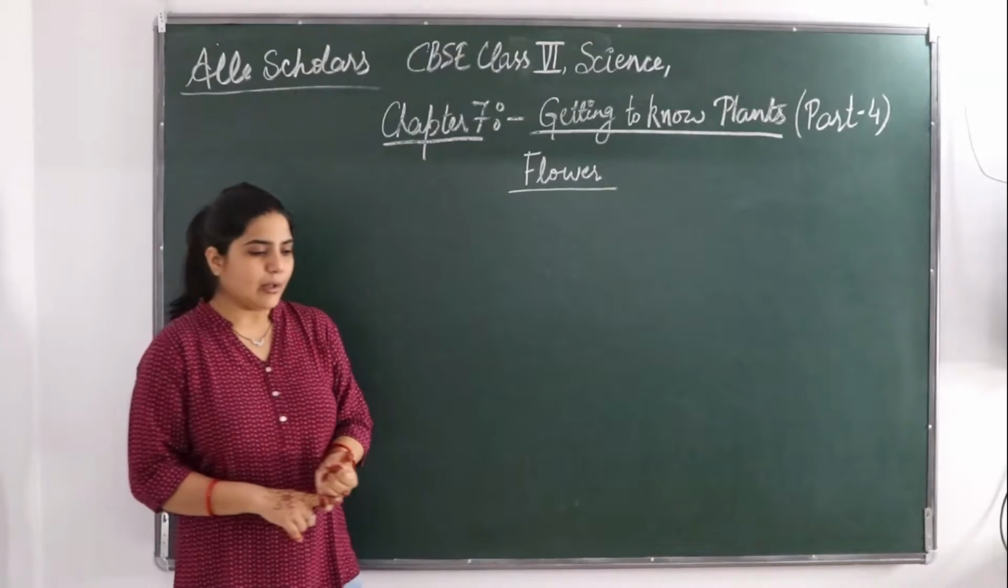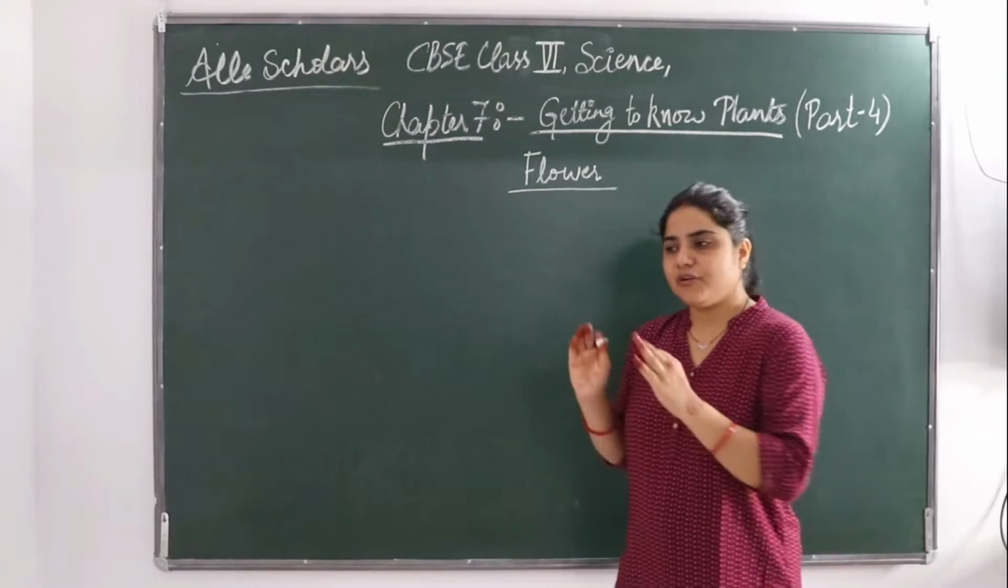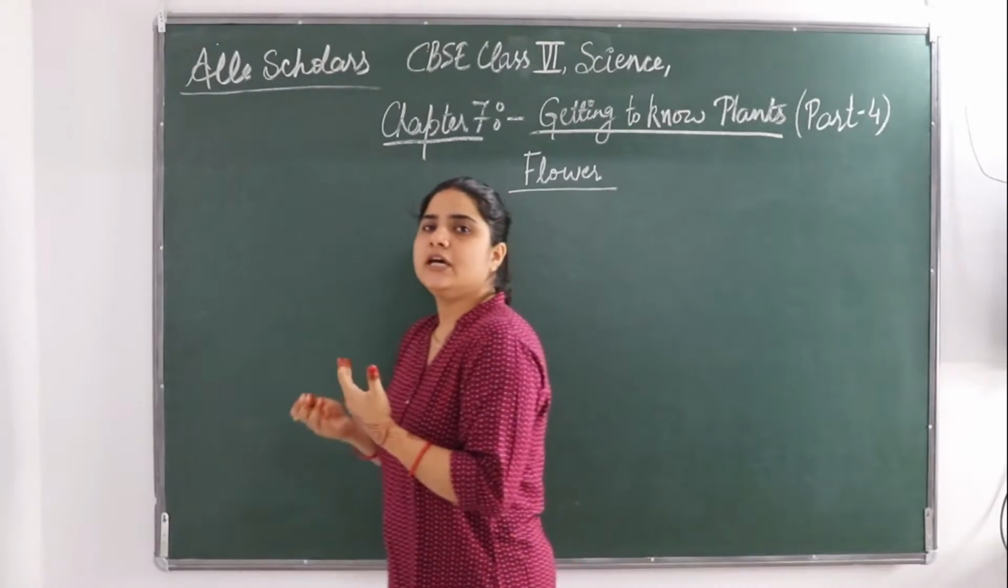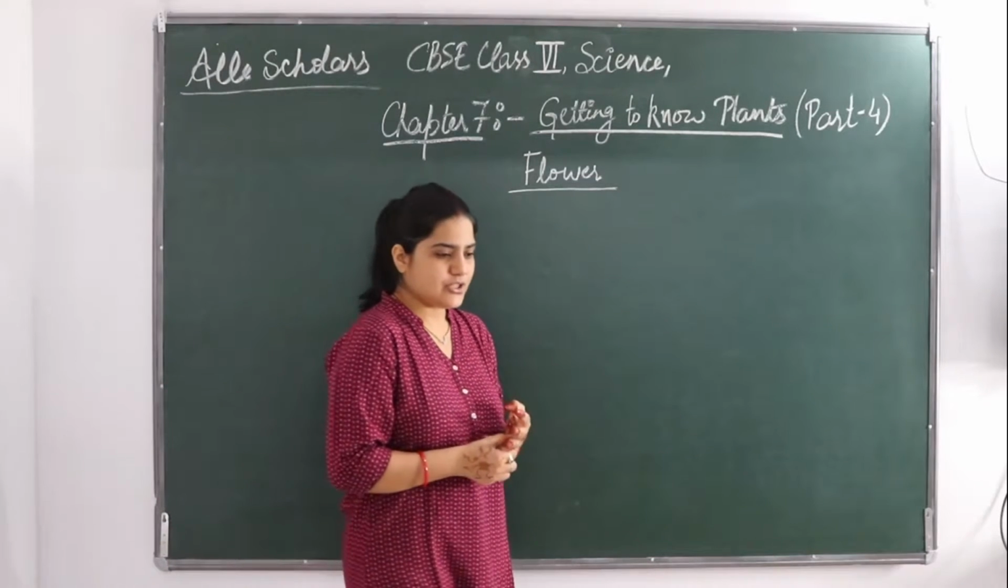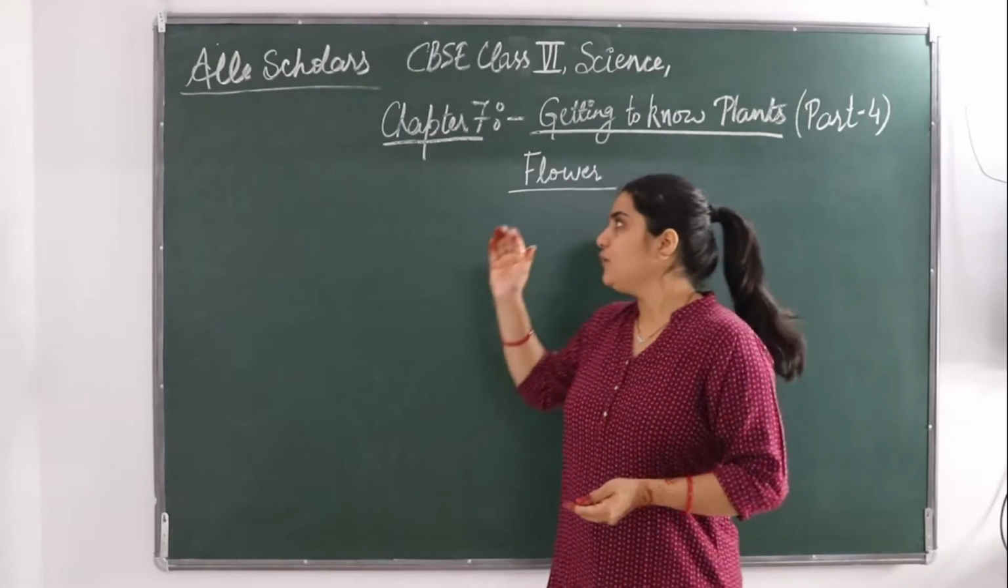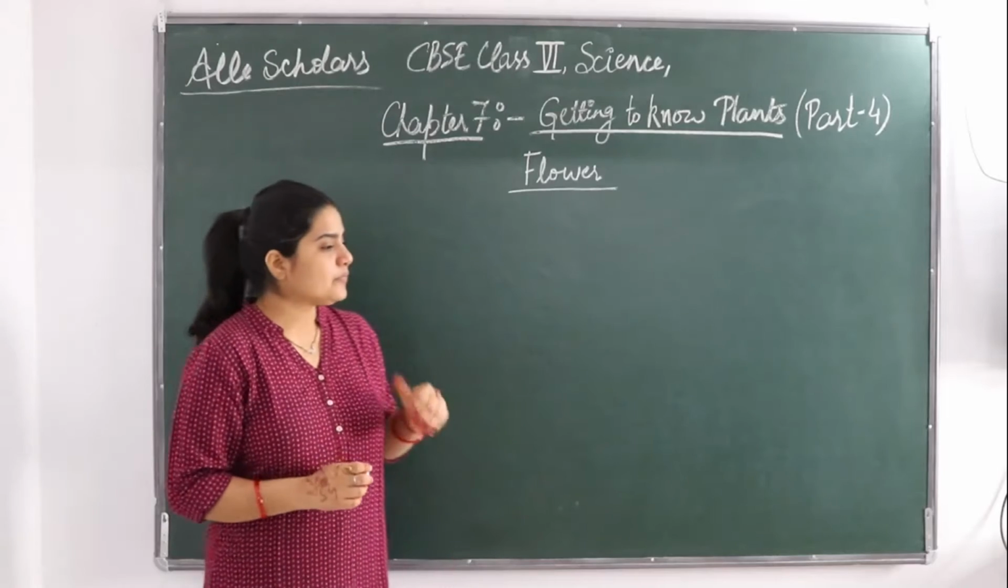So if we talk about the function of a flower, we will say that the function of a flower is reproduction in the plant. प्लांट में जो रिप्रोडक्शन होता है वो किसकी वजह से होता है? फ्लावर की वजह से होता है. So it is the reproductive part of a plant.